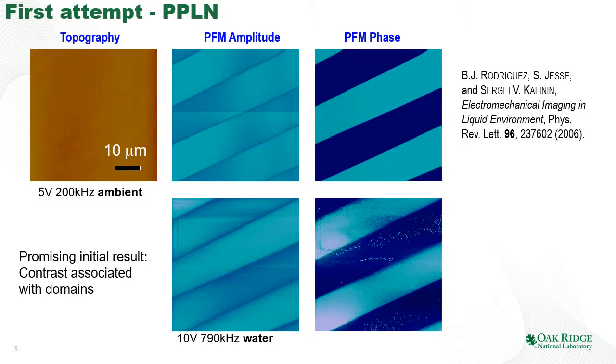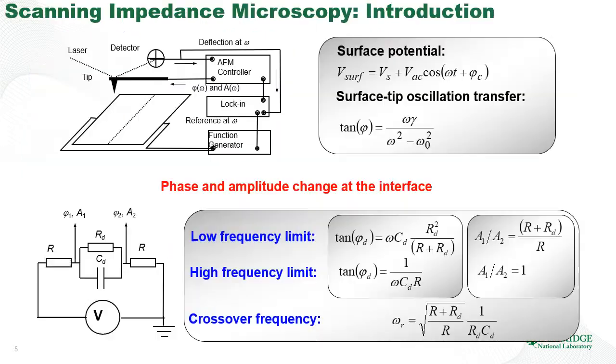In other words, yes, if we apply high bias to the tip, the water will start to electrolyze at voltages of the order of 1 to 2 volts. However, if we apply a very high AC bias, then the water does not electrolyze, so there is not enough time for the electrochemical process to start. And that was a very interesting study, and that suggests that in liquid environments we can actually operate with high voltages if these voltages are AC.